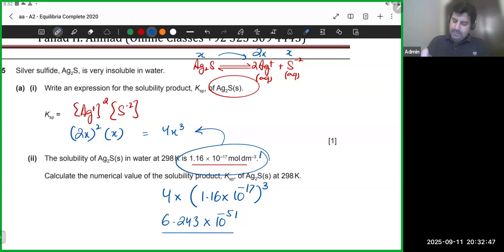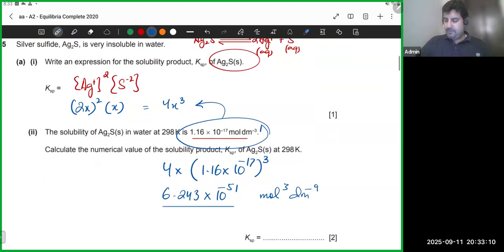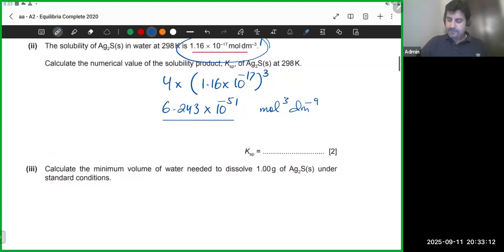And they're probably going to ask for, I mean, you should write the units. I don't know if they're asking for the unit. The unit for this will be concentration squared times concentration, right? So it's concentration cubed, mol cubed dm to the minus 9, right? So that's what Ksp is.